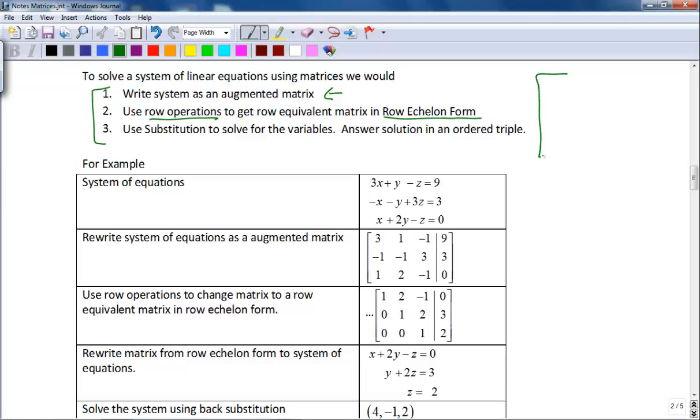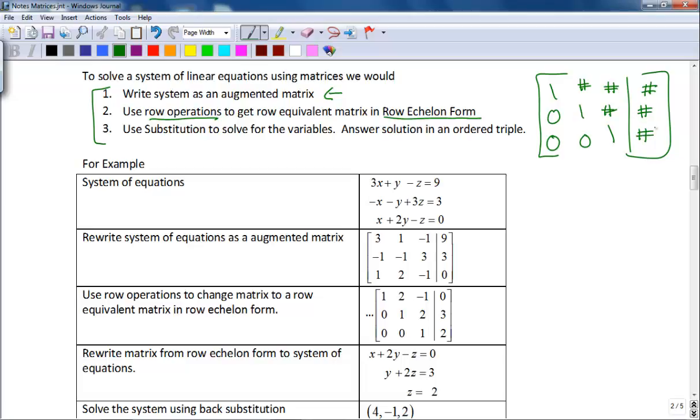Again, what does echelon form mean? Well, remember that was a main diagonal of ones, zeros underneath the ones, and then the rest of them are just numbers. Any number will do. So this is that echelon form that we were talking about before.